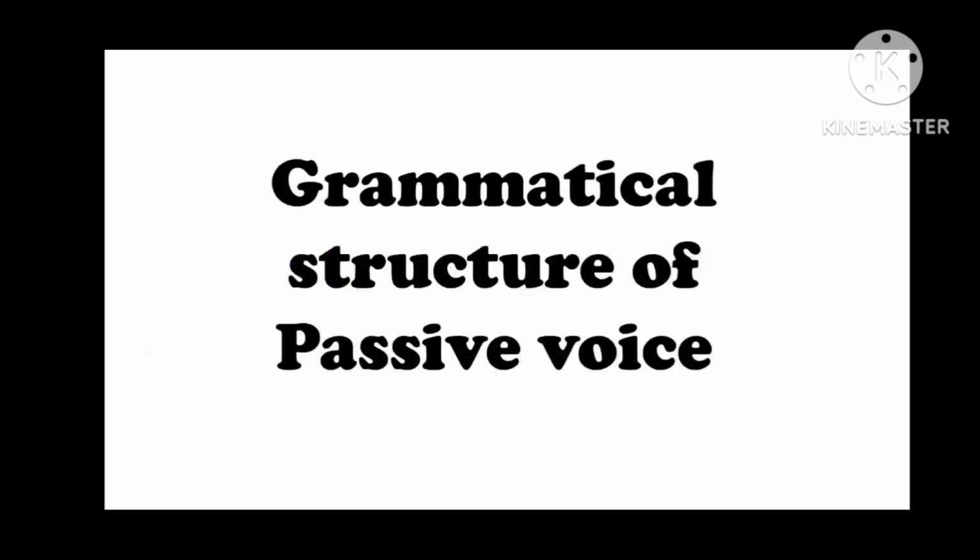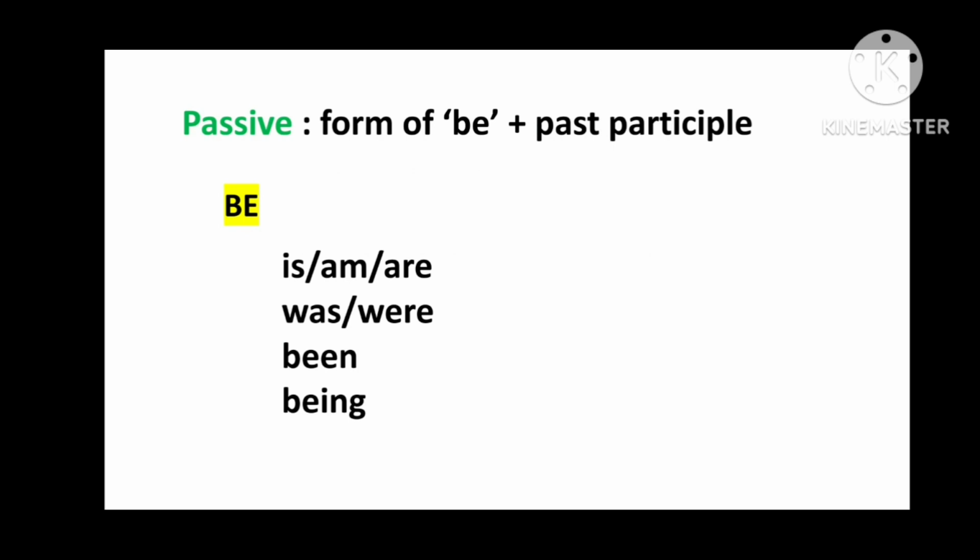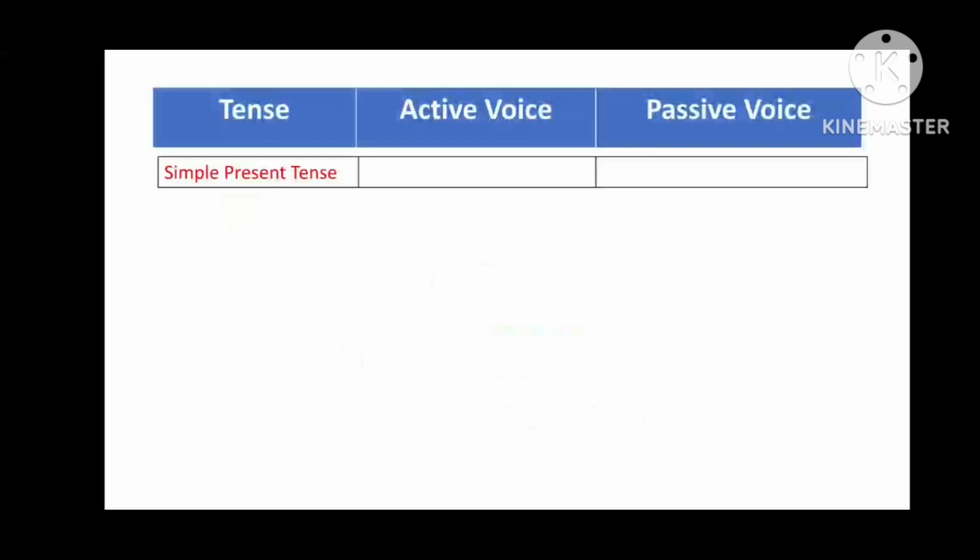Now let's understand the grammatical structure of passive voice. In passive voice, we have a form of to be plus the past participle form of the verb. The forms of be, are, is, am, are used in present tense. Was or were are used in past tense depending on the subject. Been is used in perfect tense and being is used in continuous tense. Let's understand these with the help of examples.